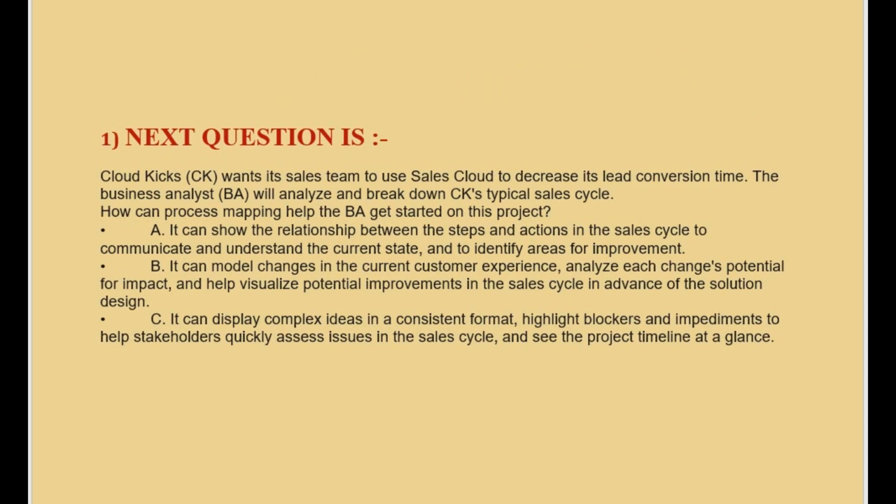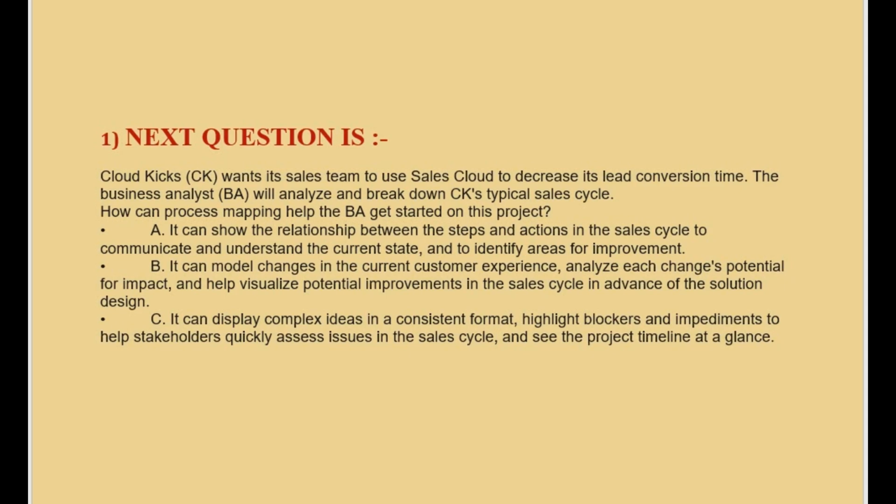Option A, it can show the relationship between the steps and actions in the sales cycle to communicate and understand the current state and to identify areas for improvement. Option B, it can model changes in the current customer experience, analyze each change's potential for impact, and help visualize potential improvements in the sales cycle in advance of the solution design.